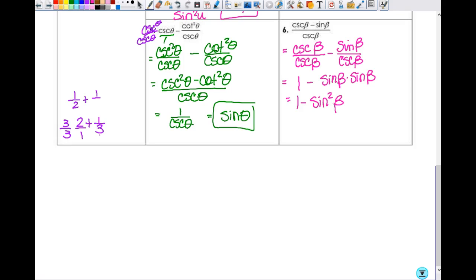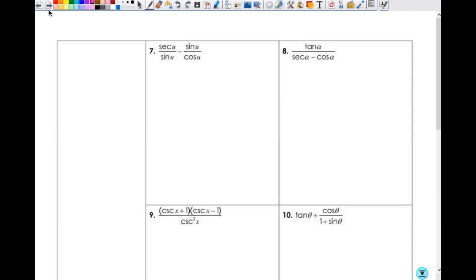Dividing by something is the same as multiplying by the reciprocal. All right, so then what's 1 minus sine squared? Look at your Pythagoreans. Cosine squared. Okay. All right. Everybody good with that? Any questions at all? Okay. Let's look at the next one. Number 7.